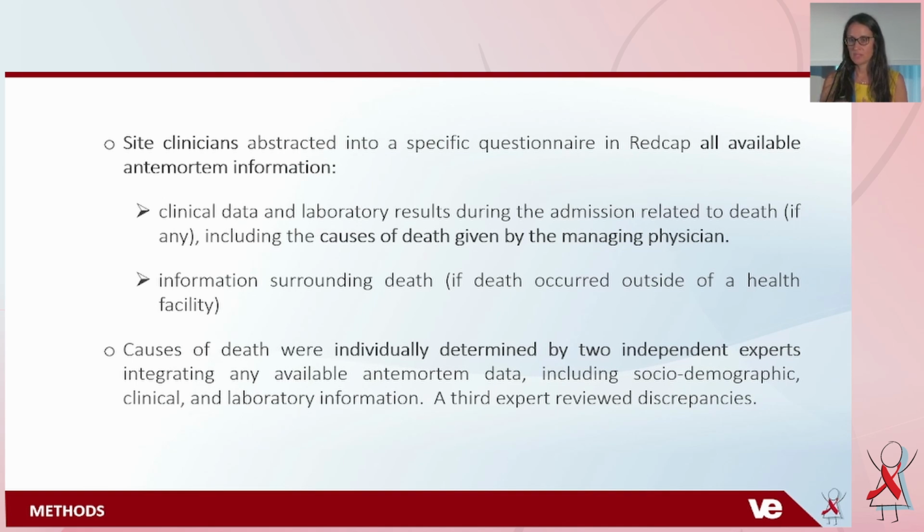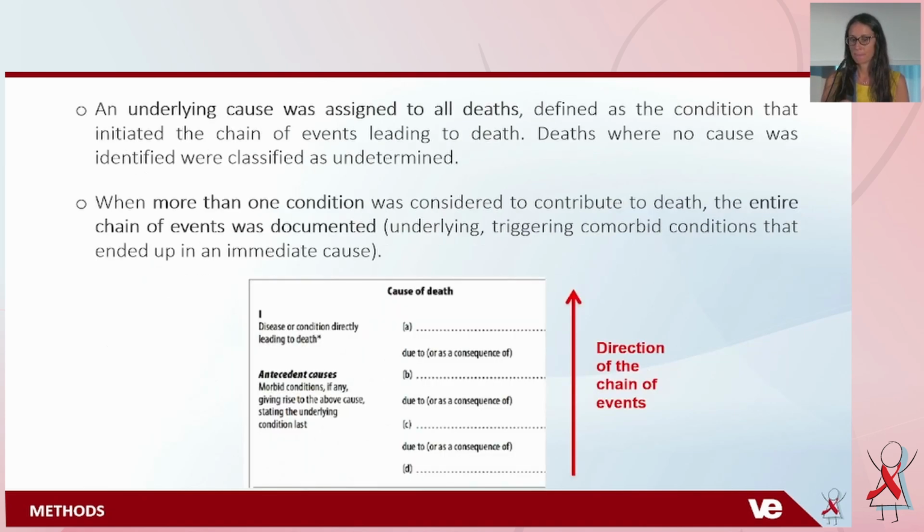What we did is, individually, 2 different experts review all the information available for each of the cases and assign the cause of death in the way that I explained before, the chain of events. Any discrepancy was reviewed by a 3rd expert. The methodology is what I explained, the WHO recommendation, a main underlying cause of death. All children should have at least one underlying cause of death, and if one or more conditions were identified, the whole chain of events was documented. And if we didn't find any cause of death, that was classified as undetermined.